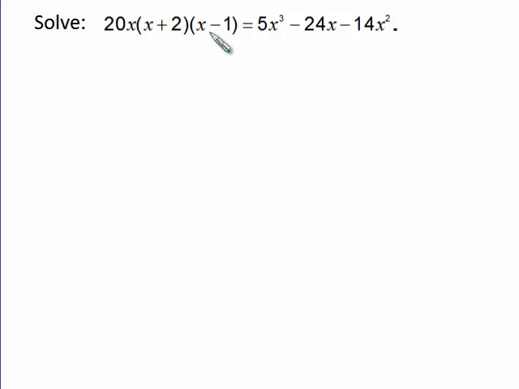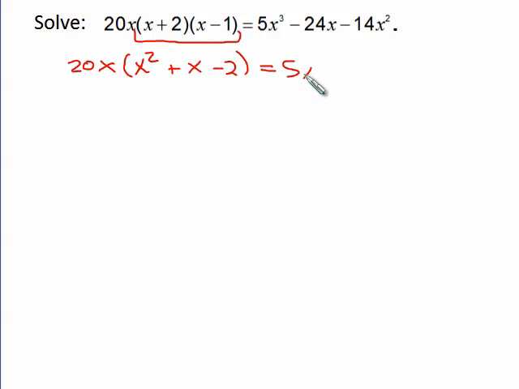So we have three things being multiplied. I'm going to go ahead and multiply these two first because they're a little bit easier to multiply out and then multiply through my 20x. So I still have my 20x here, and then I'll multiply these two out to give me x squared. The outsides will give me negative x. The insides will give me positive 2x, so that will give me a positive 1x. And then the last will get me a negative 2. So that's distributing those out.